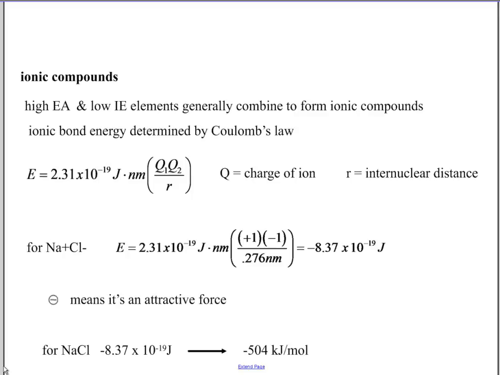Because we have a negative sign there, the negative sign in Coulomb's law means we have an attractive force. It is an energy involved in those two ions pulling on each other. So for one sodium chloride particle, we have that negative 8.37 times 10 to the negative 19 joules. In terms of moles of sodium chloride, it turns out it's about 504 kilojoules per 1 mole of sodium chloride.